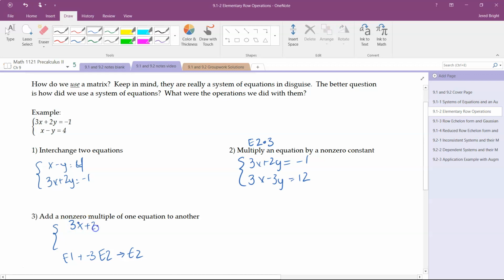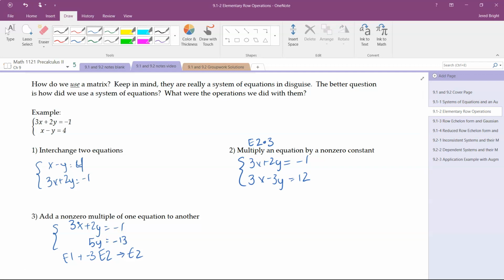3x plus 2y is equal to minus 1. And then when I multiply the second equation by -3 and add it, the x's would eliminate, and I'd have 5y is equal to, let's see, I need to take -3 times 4, which is 12, and then add that to minus 1, minus 13. So I can still do that, and that allows me to solve the system.